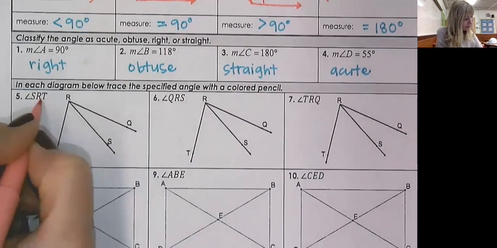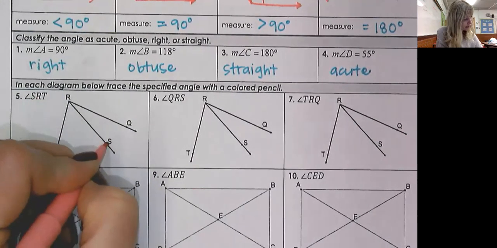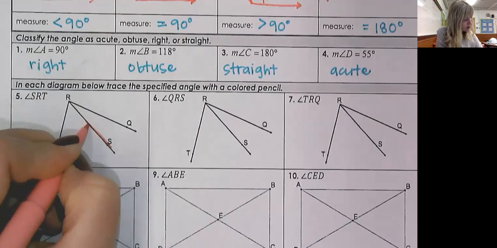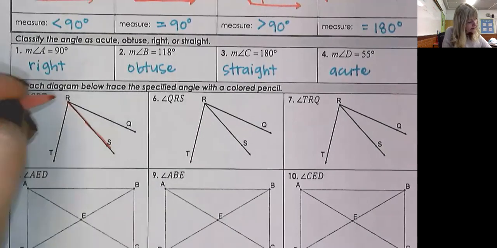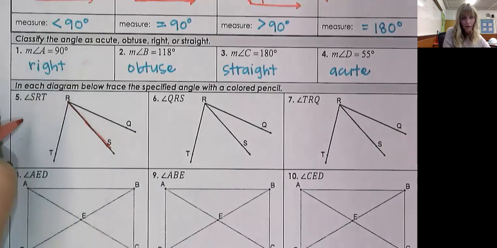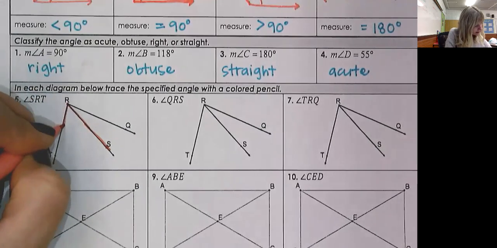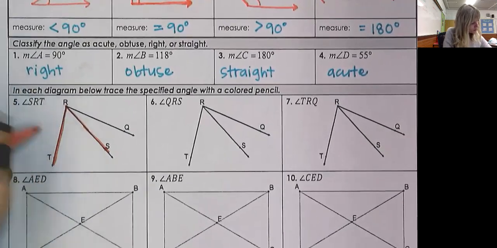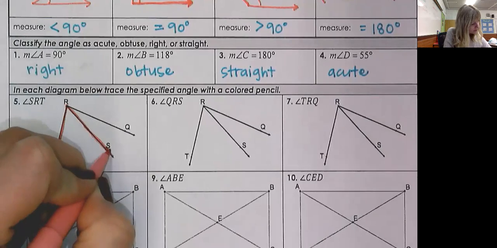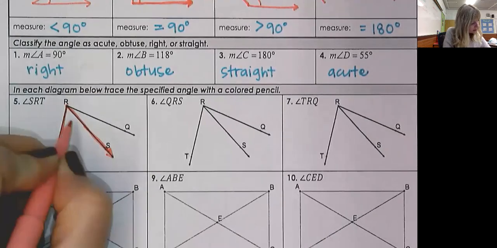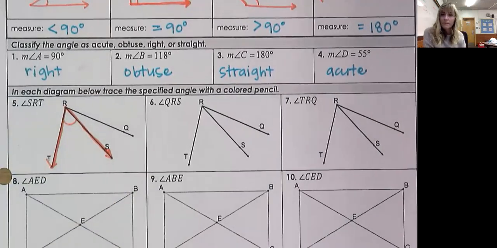I'm going to follow it to the next letter. I'm tracing. Here I go. S, R. Do I go to Q? No, I go to T. S, R, T. Do you see how the order of those three letters helps me see that I am dealing with this angle right there? The two rays open up to create the angle that is measured in degrees.